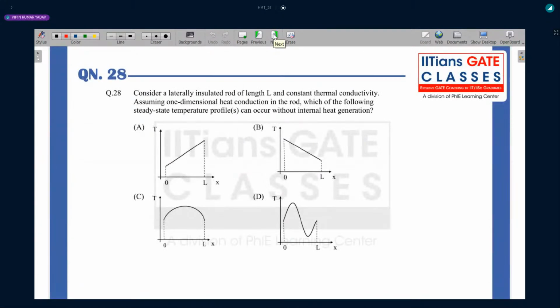The question is saying, consider a laterally insulated rod of length L. So we have a rod whose length is L and it has a constant thermal conductivity. Assuming one dimensional heat conduction in the rod, only one dimension heat conduction we are going to consider. Which of the following steady state temperature profile or profiles, so that means more than one option can be correct, can occur without internal heat generation.